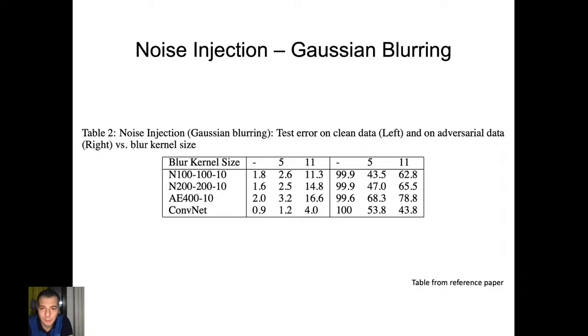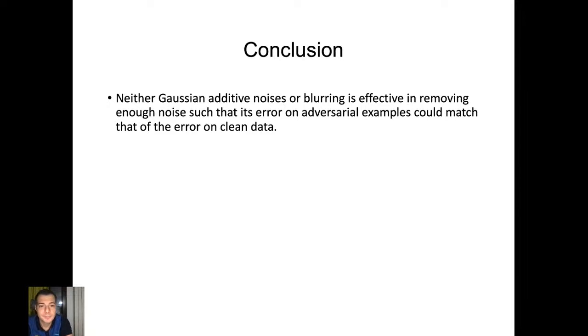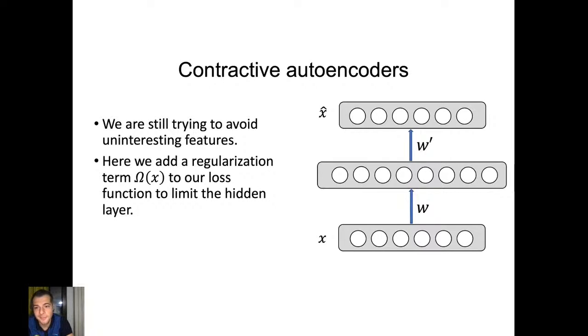I'm not sure if they or anyone tried to use perhaps a median kernel here. Maybe that would have been even better. Okay, so these methods are only partially effective in removing the noise, and the error of the adversarial examples goes down, but it doesn't match the error on clean data. So these methods alone cannot solve the problem with adversarial examples.